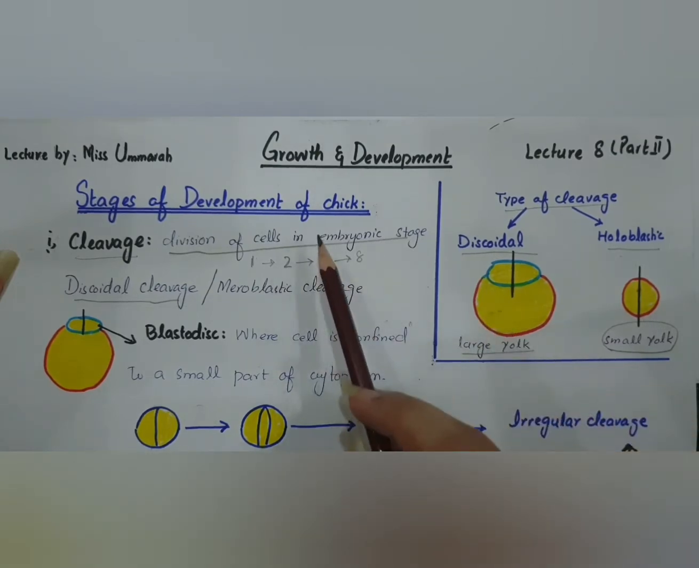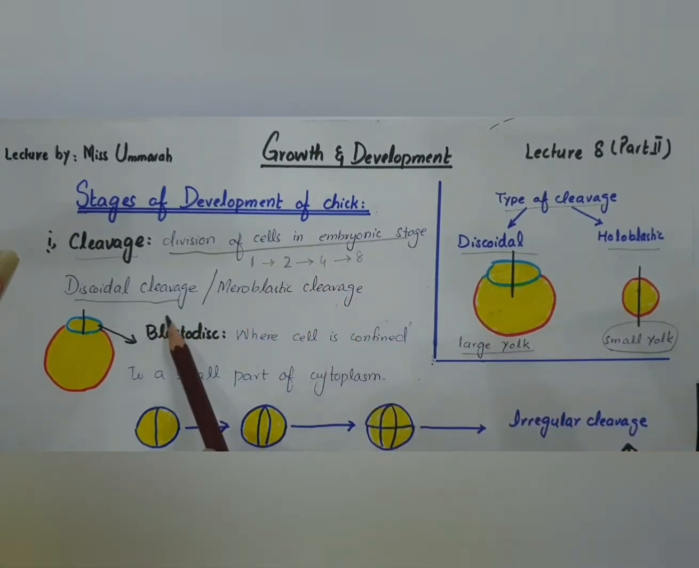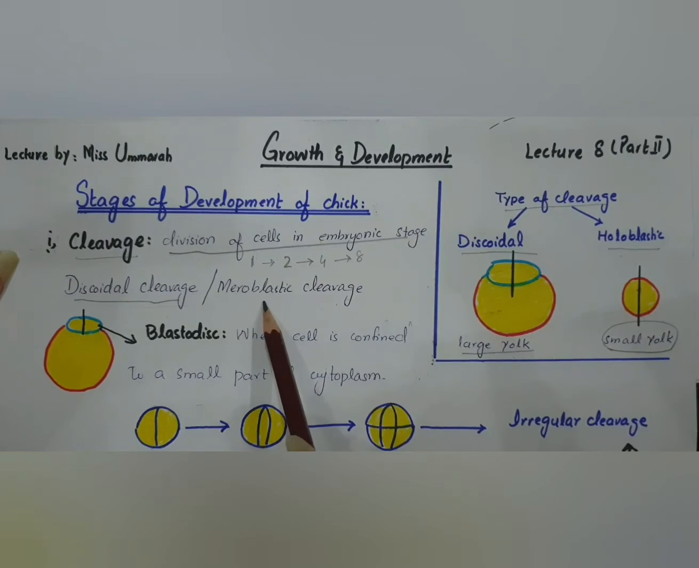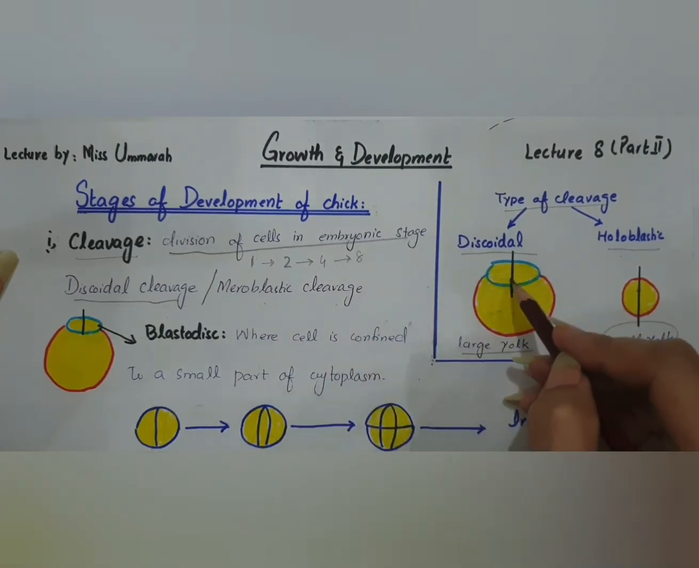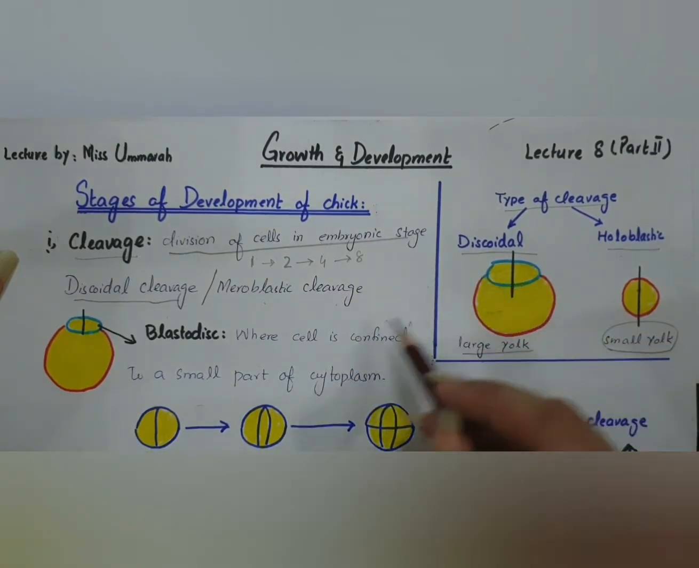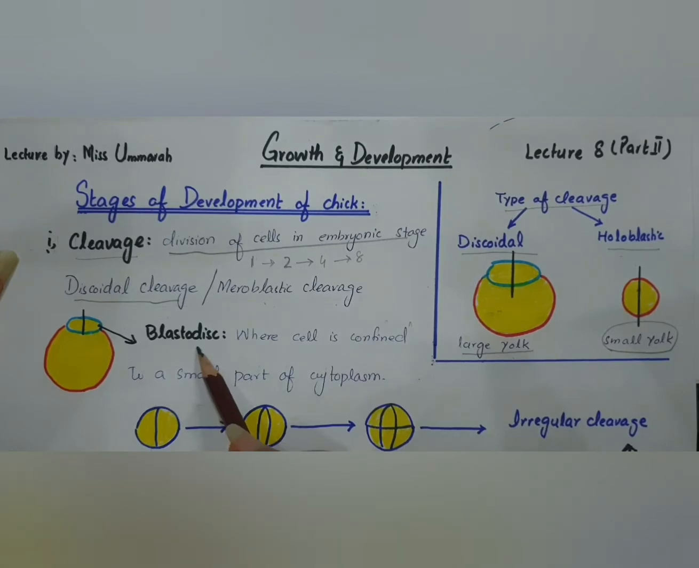And in the case of the chick, discoidal cleavage, or we can also say meroblastic cleavage, occurs. The smallest portion where cleavage occurs is called the blastodisc, where the cell is confined to only a small part of the cytoplasm.